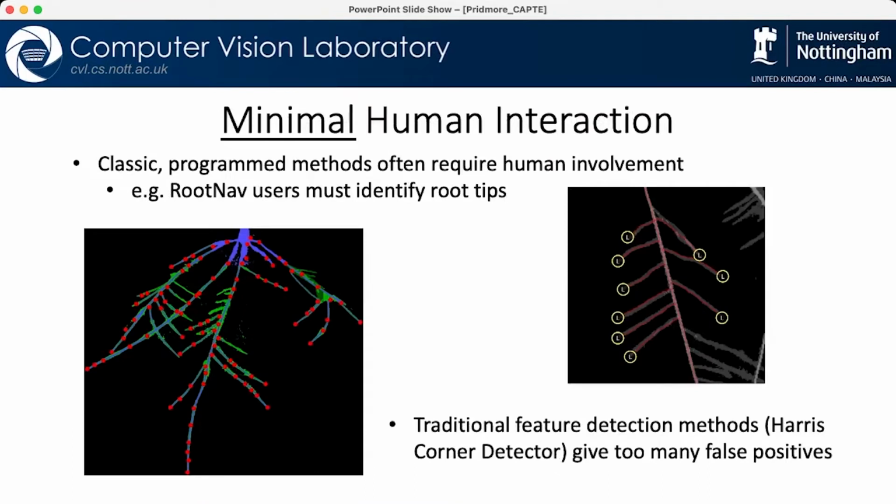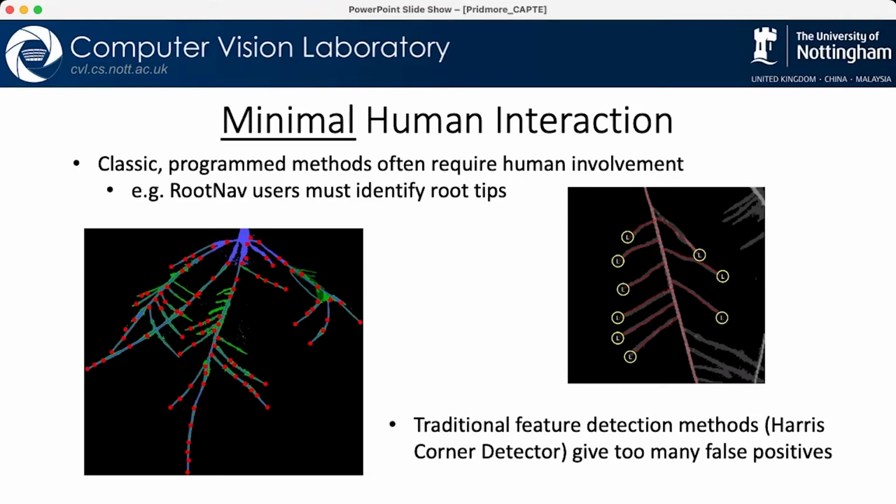So after a while we changed our goal and moved away from trying to do automatic stuff to saying we need minimal human interaction. There's probably going to be some, but we want to keep it to a minimum. One example of this is our RootNav system. This takes images of roots grown on blue growth paper and pulls out the root architecture and stores it in a form known as RSML, a root system markup language.